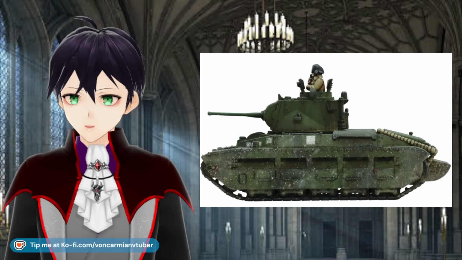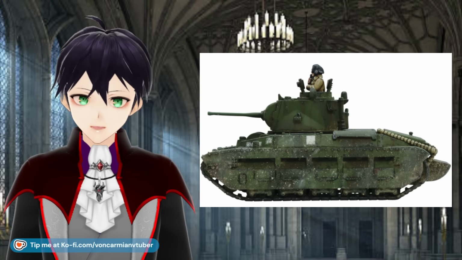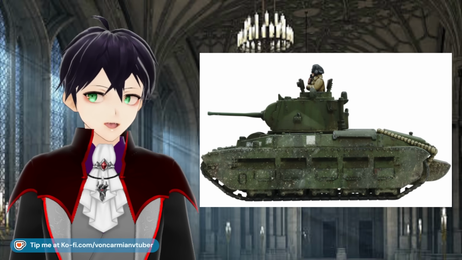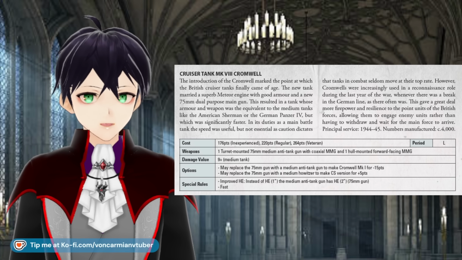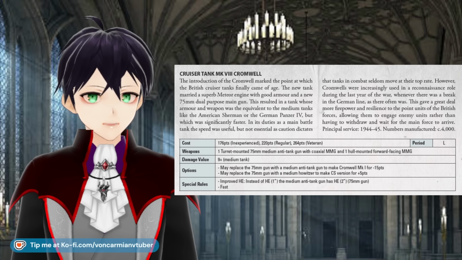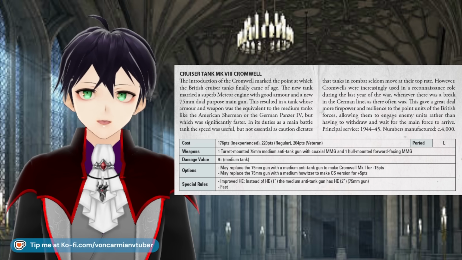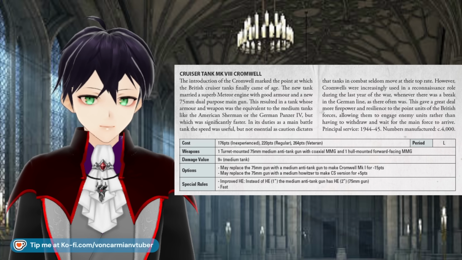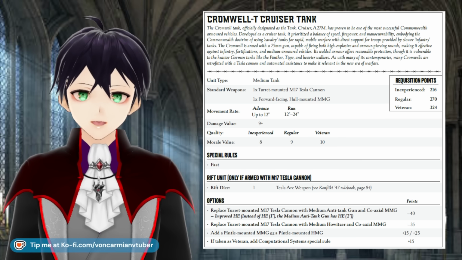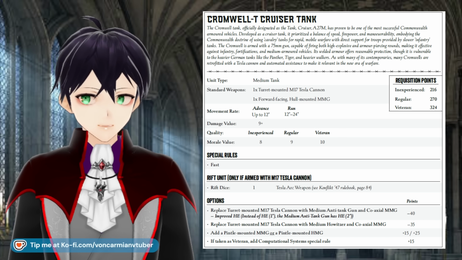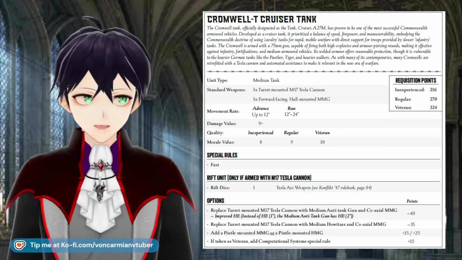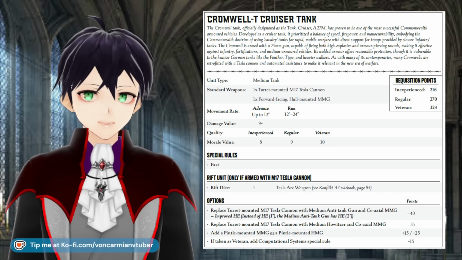The Matilda II is in the Armies of Great Britain book, so that is a Bolt Action unit. If you use the Cruiser Cromwell with medium anti-tank gun and coaxial medium machine gun from the Armies of Great Britain book, that is a Bolt Action unit. If you use a Cromwell T with medium anti-tank gun and coaxial medium machine gun from the Conflict 47 Commonwealth PDF, it's a Conflict 47 unit.